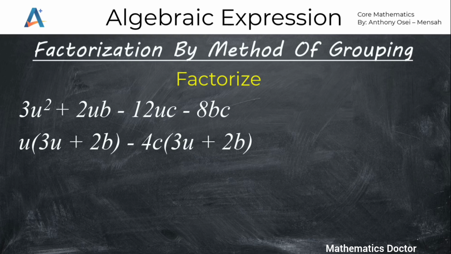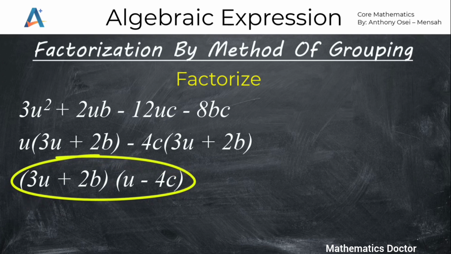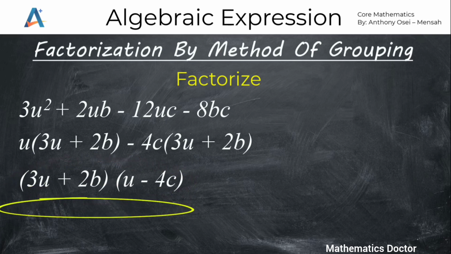This is what I mean. Draw two brackets. The ones in the bracket, they are the same, so we give them one bracket. So 3u plus 2b in one bracket. Then the ones outside are u here and the minus 4c. We have u minus 4c. At the end of the day, you get this as your final answer. So bracket 3u plus 2b against another bracket u minus 4c is our final answer.